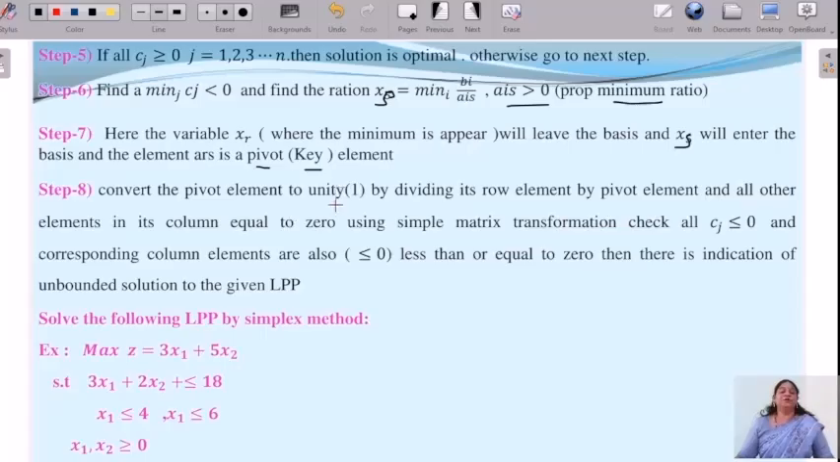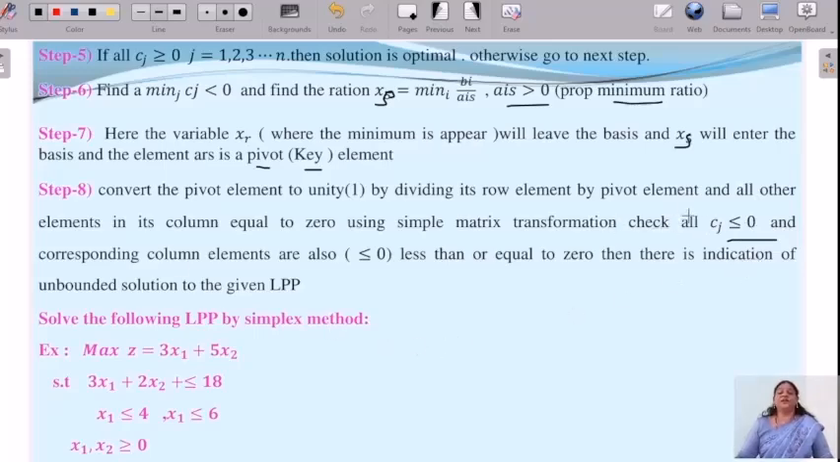Means if your pivot element is 2, then divide that row by 2, it becomes 1, and all other elements in that column become 0. Means the corresponding column elements are made equal to 0 by using simple matrix transformation. Again check whether all Cj are greater than or equal to 0 or less than or equal to 0.